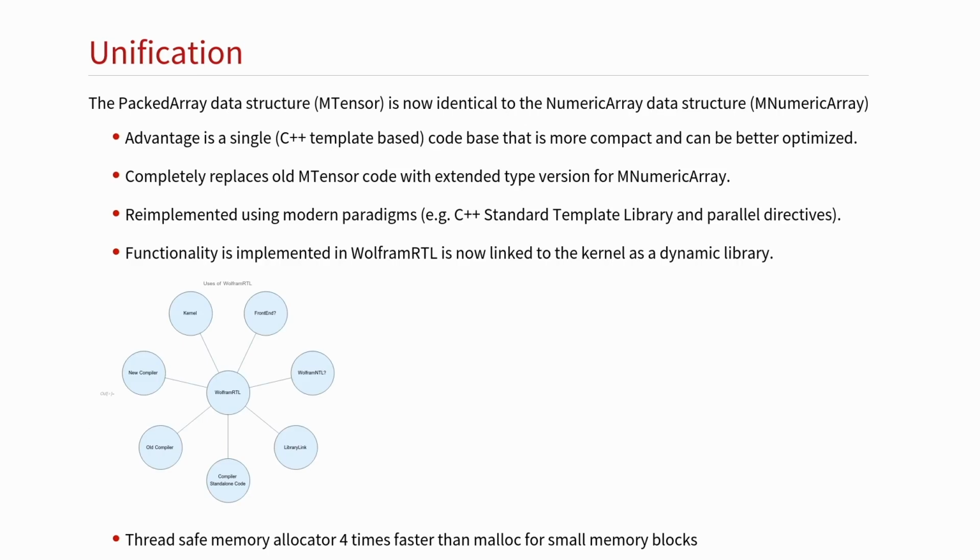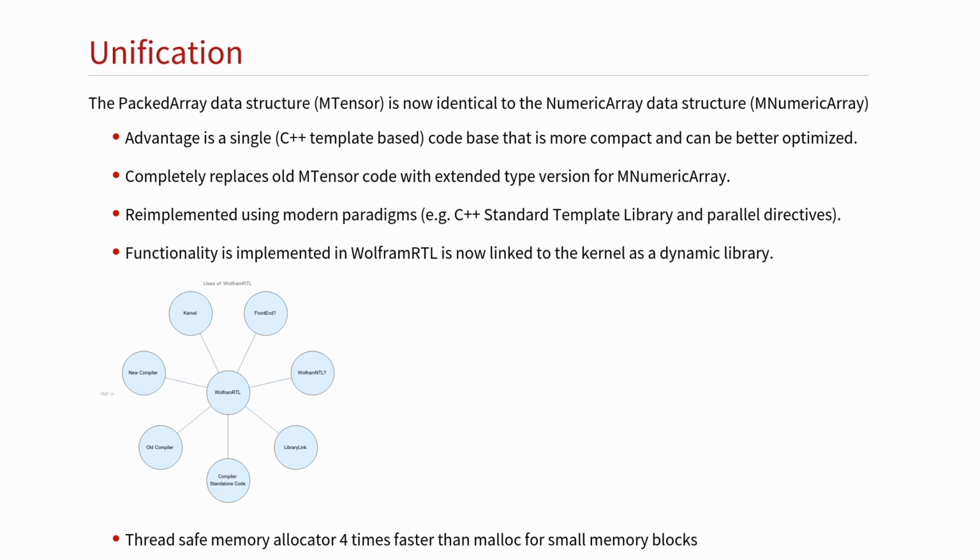Most of the stuff I'm going to talk about is going on in the Wolfram runtime library here, which is a separate component from Mathematica, but used by Mathematica. It's used in the new compiler, by the kernel, by the old compiler, when you make standalone code, LibraryLink, and in the future, possibly the front end and maybe even the number theory library. So the good thing about this is we can use a separate code base.